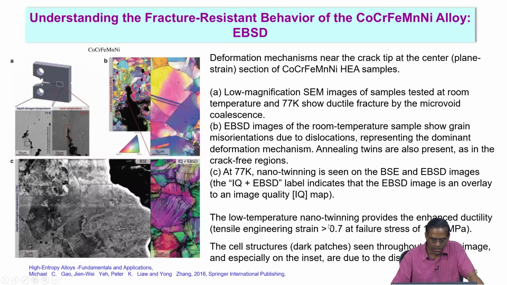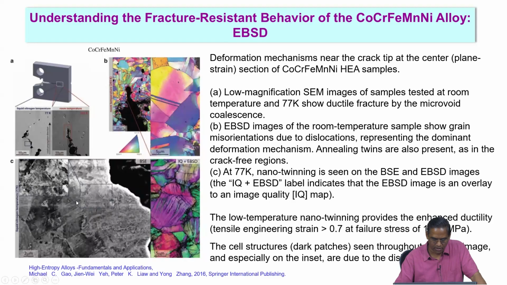So the low temperature nano twinning provides enhanced ductility. The engineering strain is more than 0.7 at failure, at a stress of 1280 MPa. So this is one mechanism we are able to see, by capturing the nano twinning. We will come to that discussion, why nano twinning enhances the toughness.